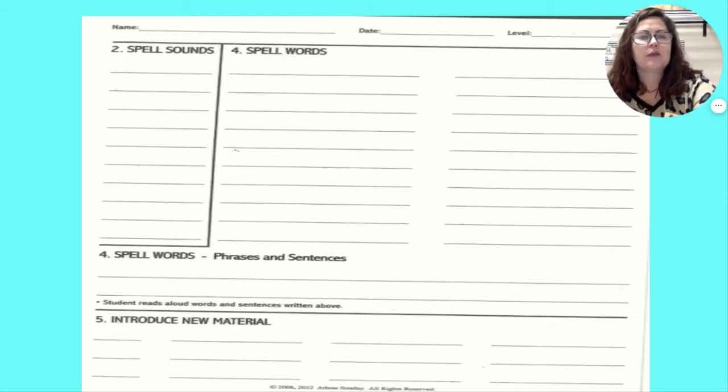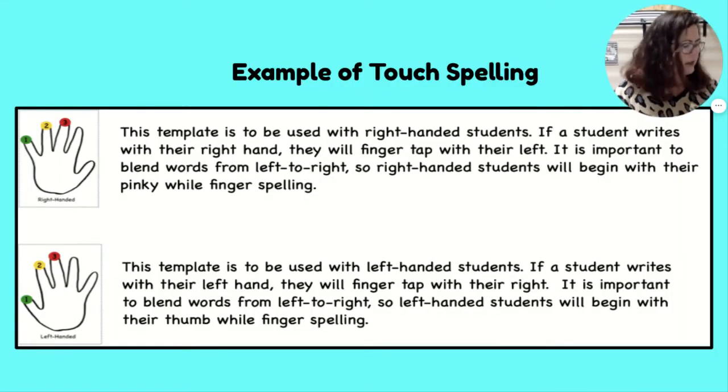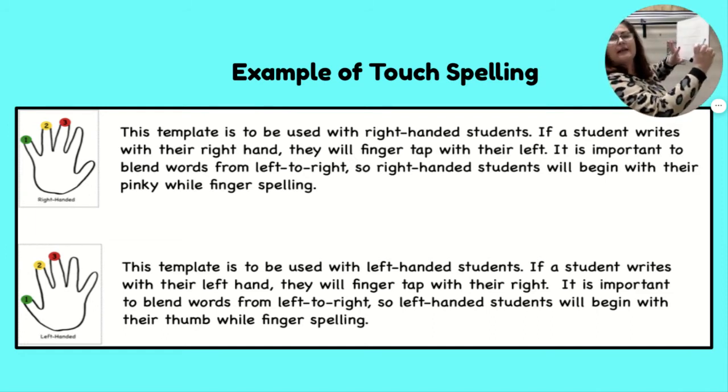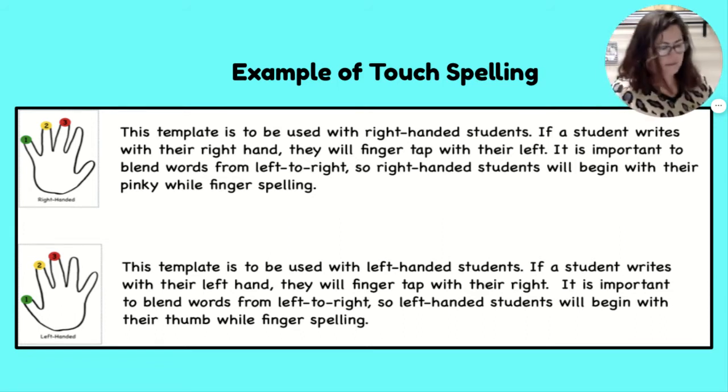Now we're going to review our spelling. If you're touch spelling, remember you will use this side since I can't seem to find my eraser. If you write with your right hand, you will touch spell with your left, starting with your pinky, going left to right. So for bat, say bat, b-at. If you were left-handed, it would be pen or pencil, preferably pen in your left hand, and then you would touch spell b-at. Okay?